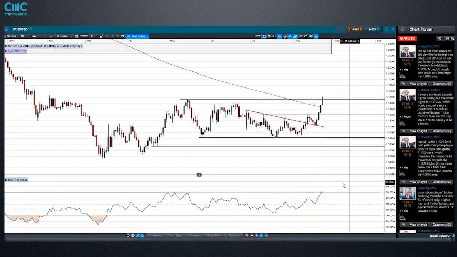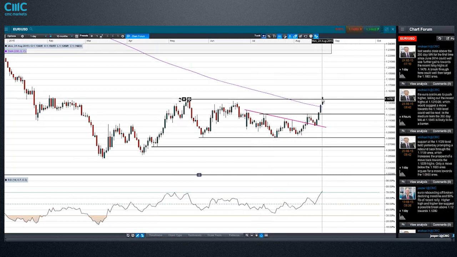Now, we've been highlighting this possible situation for a while. You know, we had the declining RSI trend line broken. Then we had the price trend line broken. We had a retracement, a touch on the trend line, and then a rebound. And it's just been all up from there. And we closed above the previous peak here.